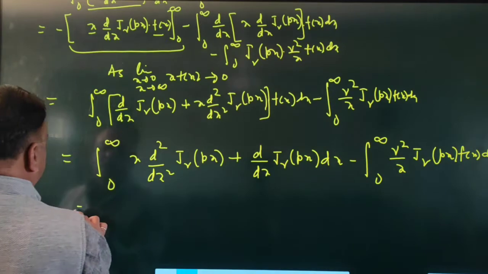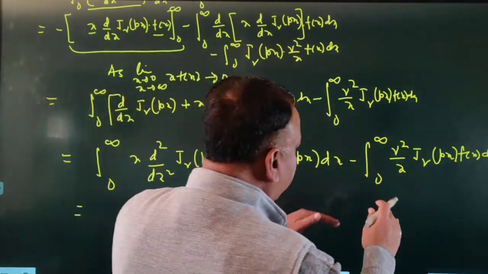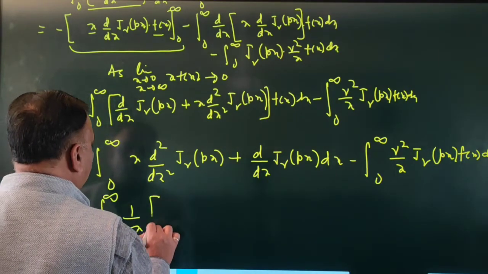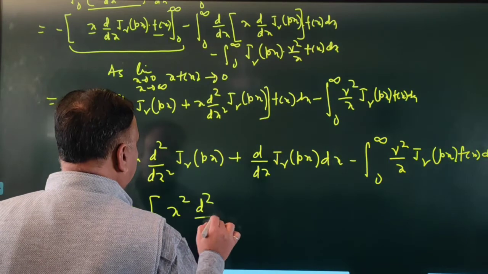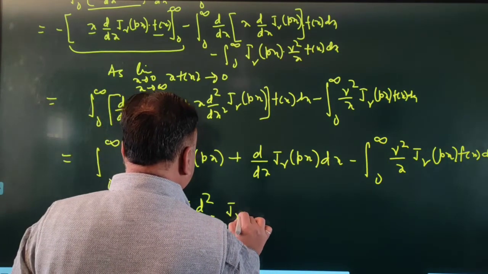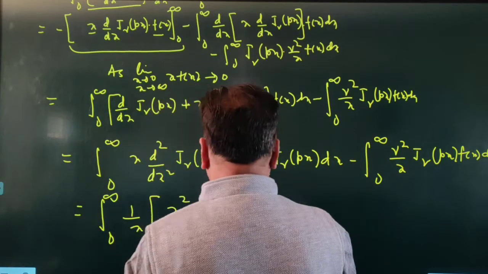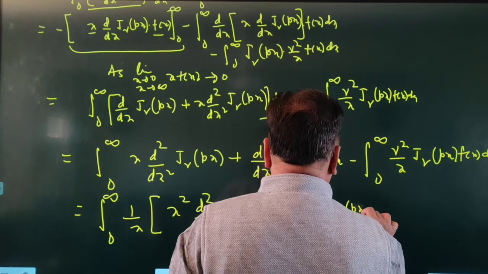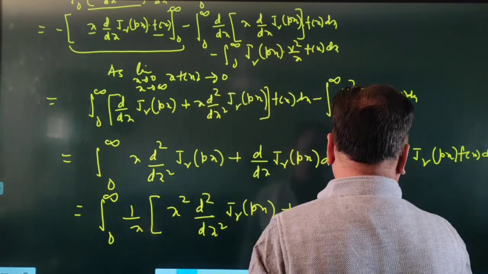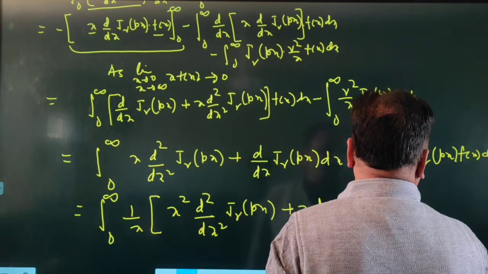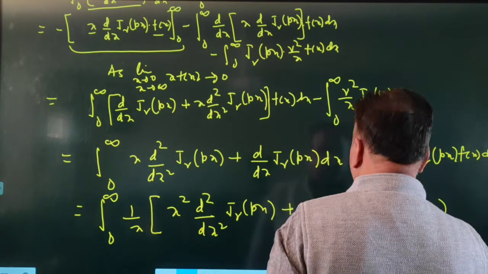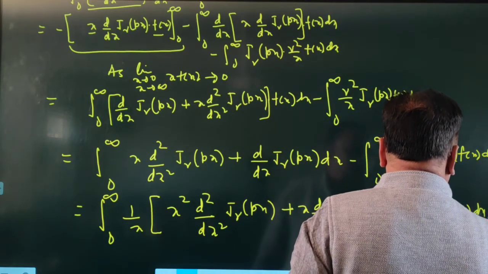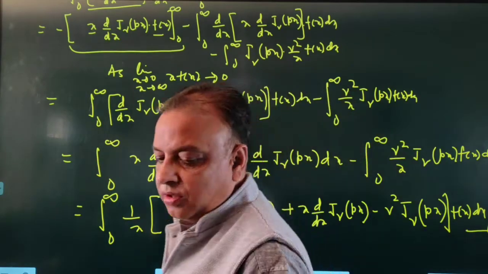Or we can write it as, combining both the integrals and taking 1 upon x as common, we get the integral from 0 to infinity of 1 upon x times x square d2 by dx square of J nu(px) plus x d by dx of J nu(px) minus nu square J nu(px), all multiplied by f(x) dx. This is equation number 1.